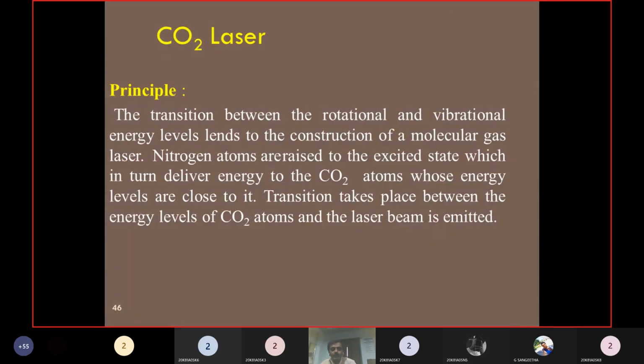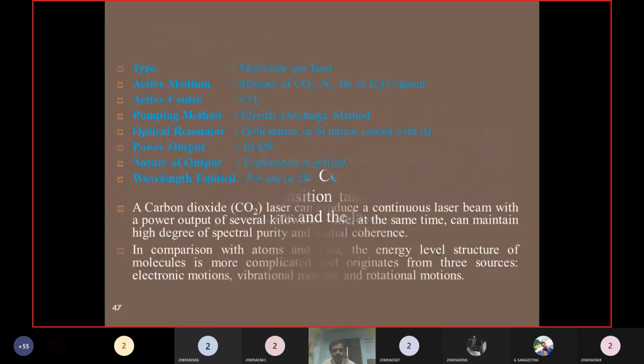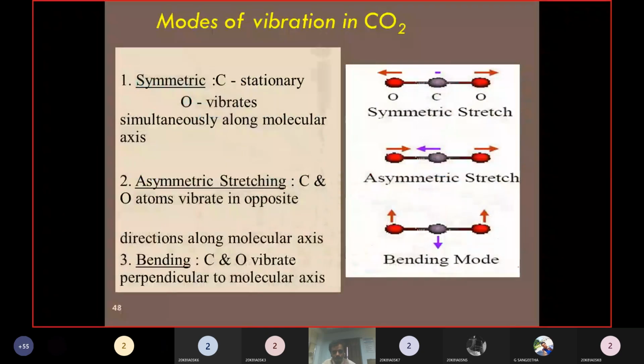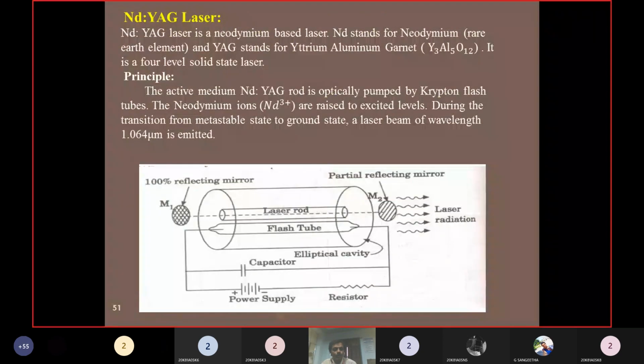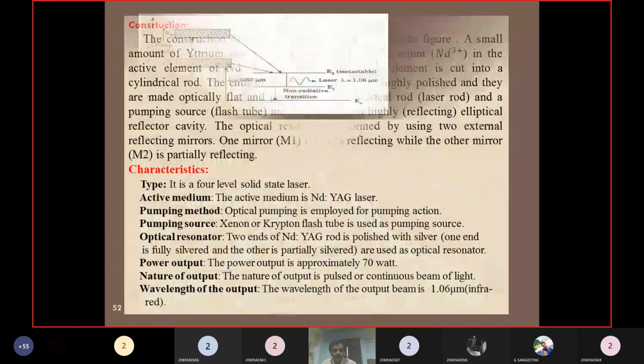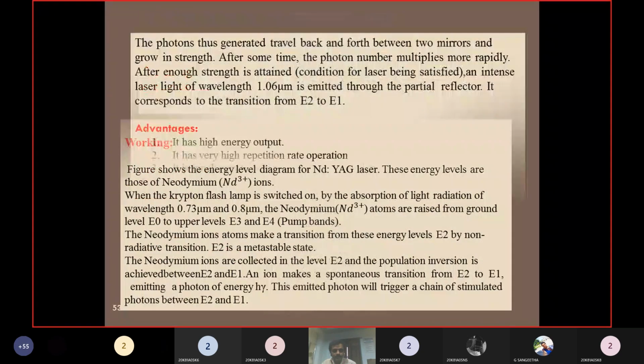Now coming to the CO2 laser, this is not in our syllabus. So no need to read the discussion about this CO2 laser. Now the Nd:YAG laser is also not in our syllabus, so this is also no need to discuss.